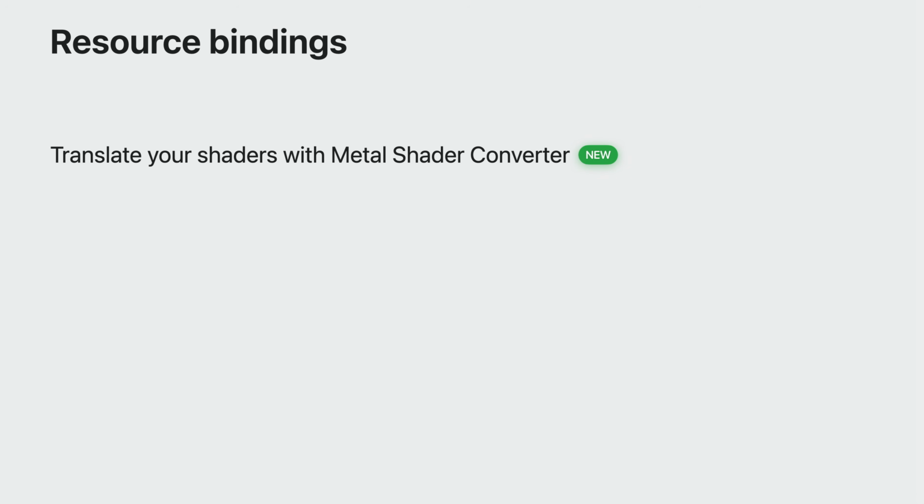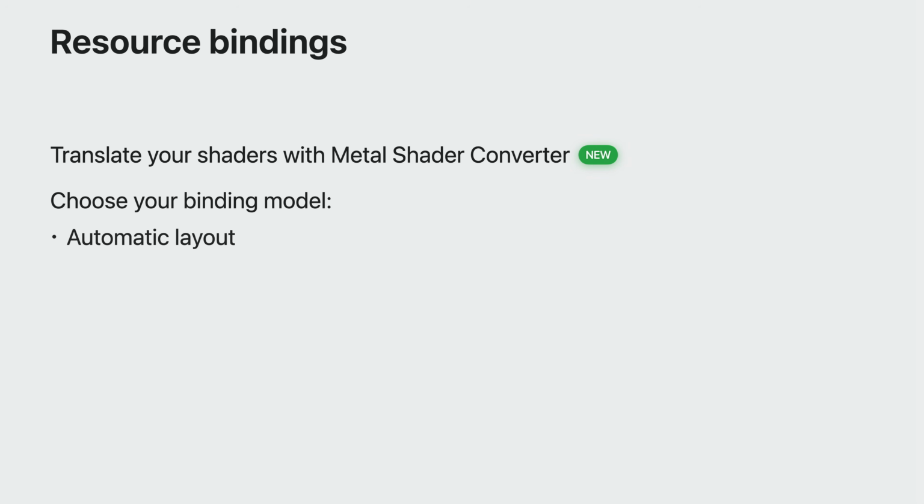Resource bindings and shaders go together. Start by translating your existing shaders with the Metal Shader Converter, which is a new tool this year that can save you a lot of time porting your shaders to Metal. You can learn more from the Compile Your Shaders session in this series. Metal Shader Converter gives you 2 binding models to choose from.